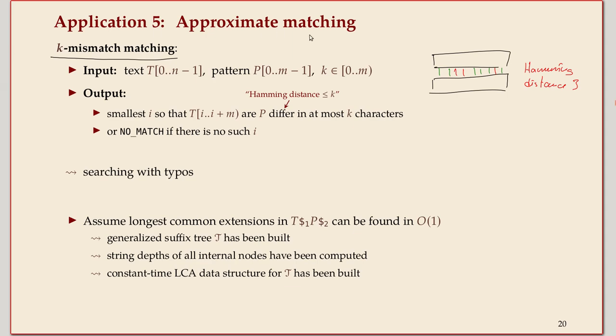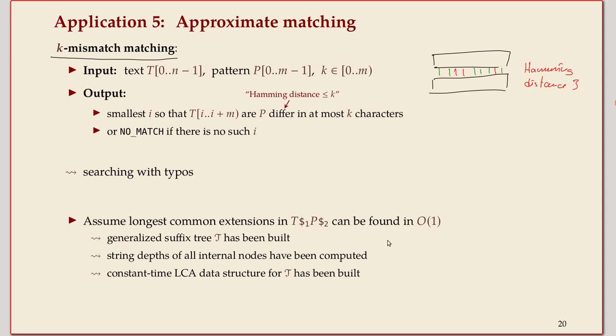So the easiest way of talking about approximate string matching is to use Hamming distance. So we find all matches that are within Hamming distance k of the pattern. This is almost searching with typos, but you would probably want to allow other types of mistakes, like forgetting a character or inserting one that shouldn't be there, things like that. So the reality is a little more complicated, but the first step is this.